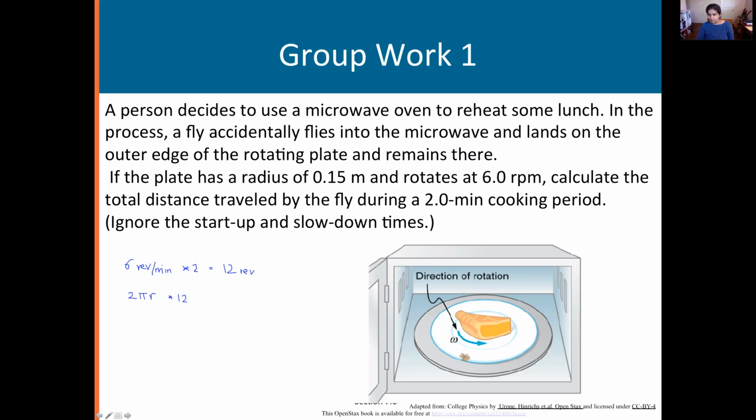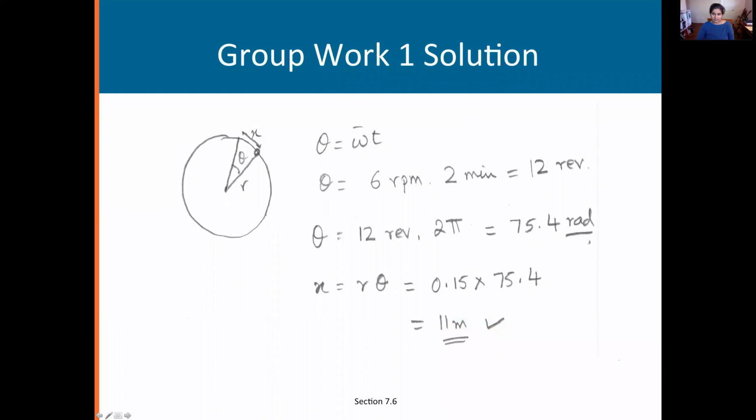Okay, so we're just going to look at that. Here we have it. 24 times pi is the angle, and then we multiply by r. So 24 times pi times r is going to give you about 11 meters.